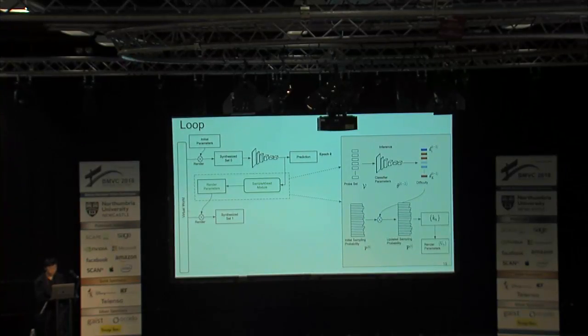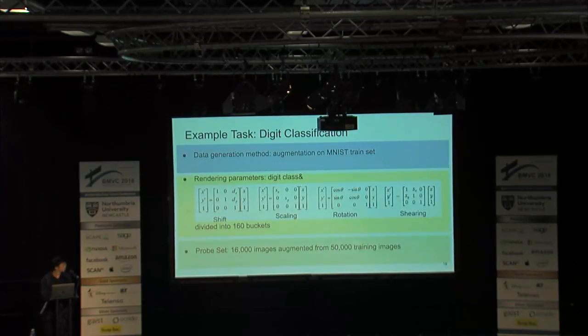We then generate a new image set according to new parameters and train the model on this image set, and the process is repeated. So we demonstrate the effectiveness of our methods on two tasks. First task is digit classification.